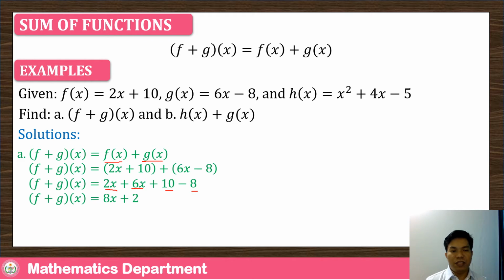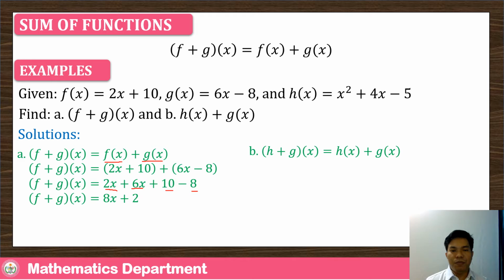So combining like terms, (f plus g)(x) is equal to 2x plus 6x, which is 8x, and 10 minus 8 is equal to 2. So for letter A, (f plus g)(x) is equal to 8x plus 2.